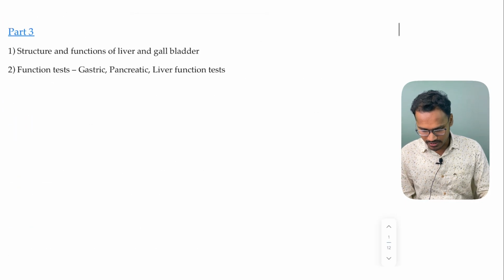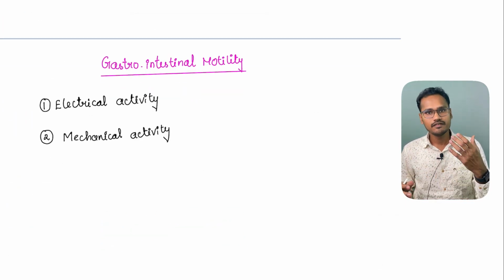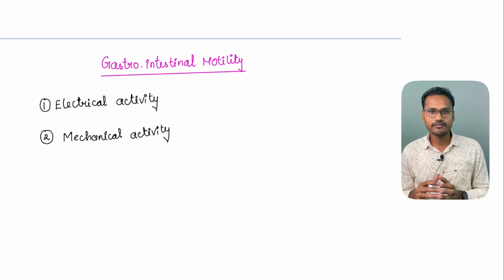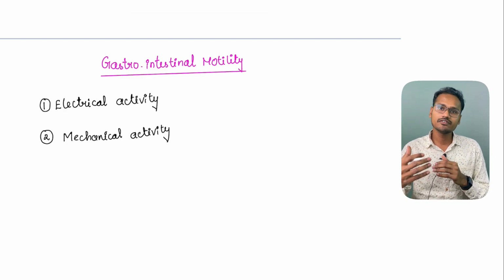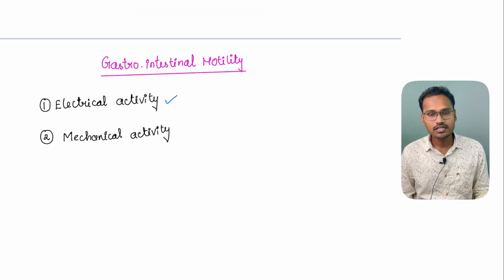Coming to GI motility, gastrointestinal motility, like the cardiovascular system, when there is a motility that is happening, it is preceded by an electrical activity. First, there should be some electrical activity which generates the impulse, and then the further contraction will happen. So the basic electrical activity we have to understand, followed by that, what are the different mechanical activities?